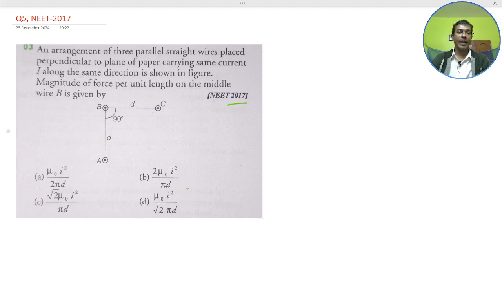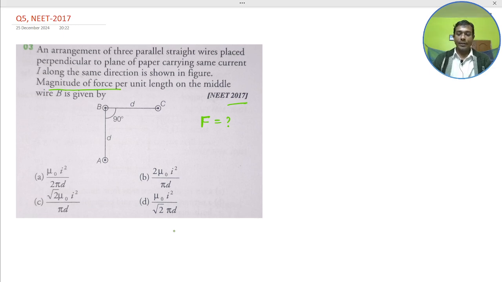An arrangement of 3 parallel straight wires placed perpendicular to the plane of paper carrying the same current I along the same directions as shown in the figure. You have to find the magnetic force per unit length, or magnetic field, what is it? So you have to find the magnetic force F, the magnitude of force per unit length on the middle wire.